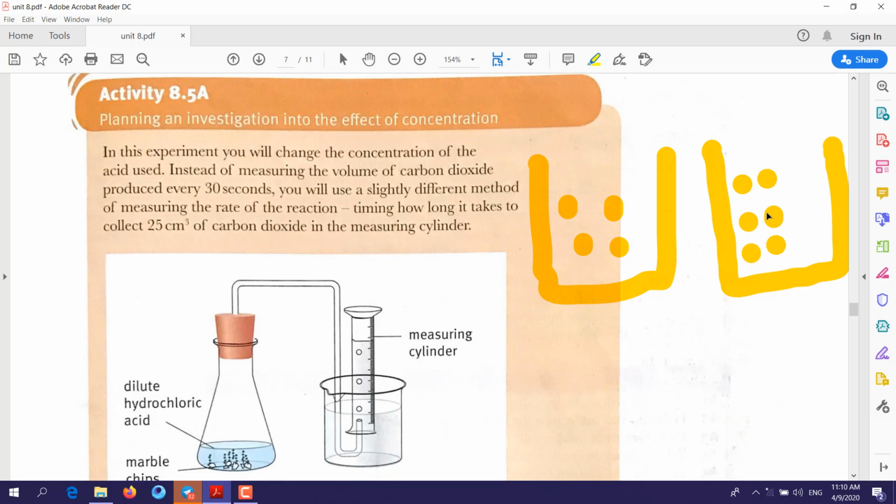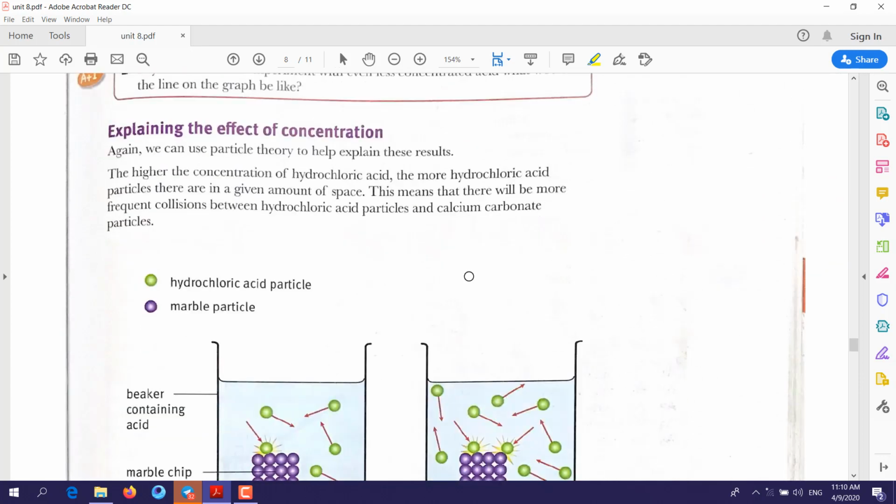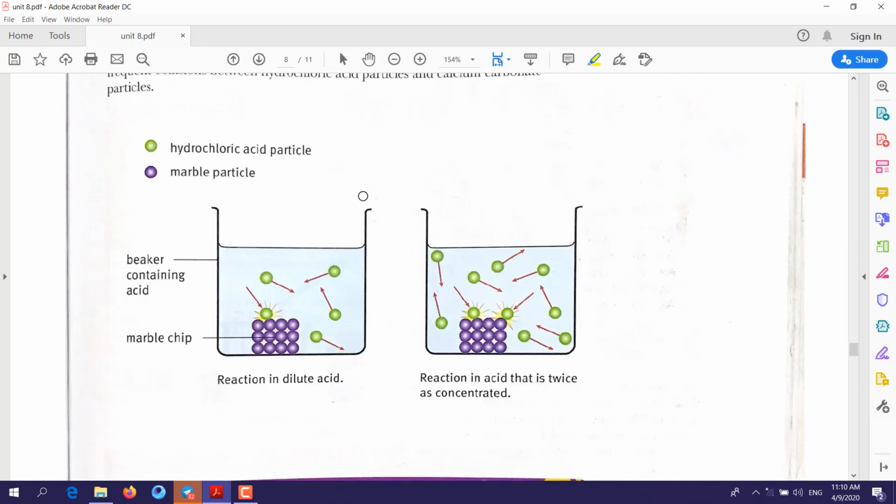Now, when they participate in a chemical reaction, which one do you think will be faster? The rate of which chemical reaction will be faster? Also, the answer is this one. Why this one? Because the higher the concentration, the faster the rate of reaction will be. Explanation for this: explaining the effect of concentration.